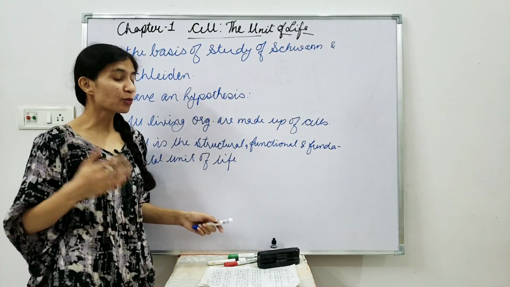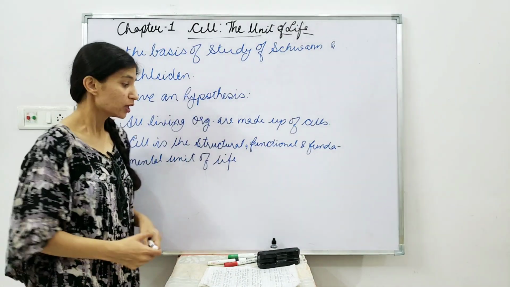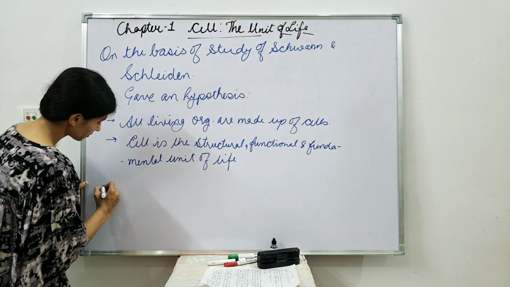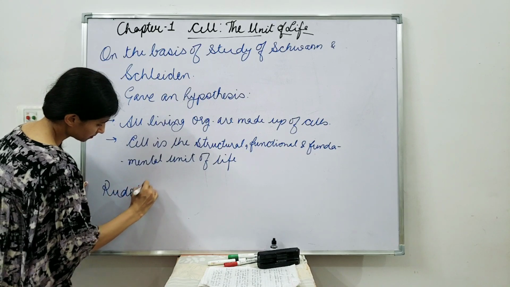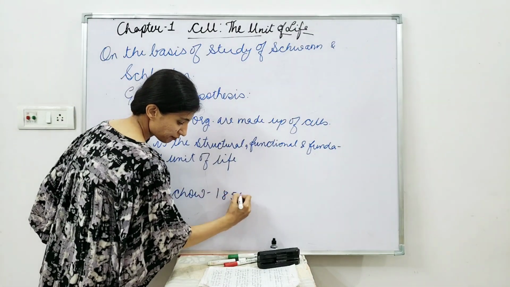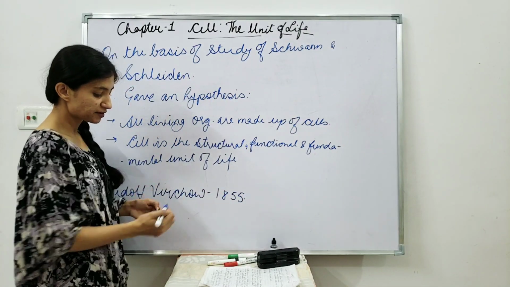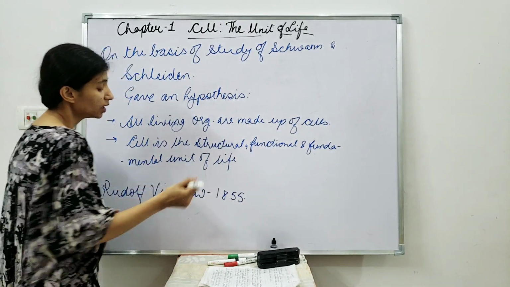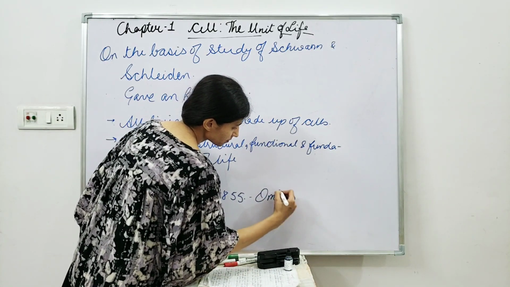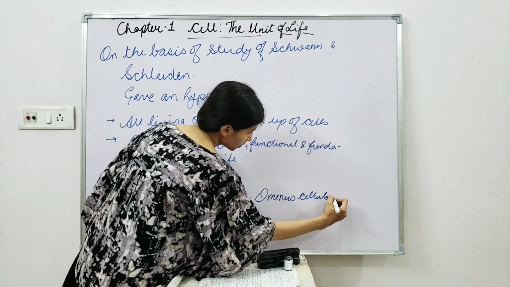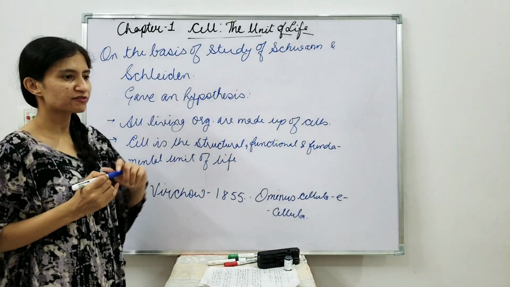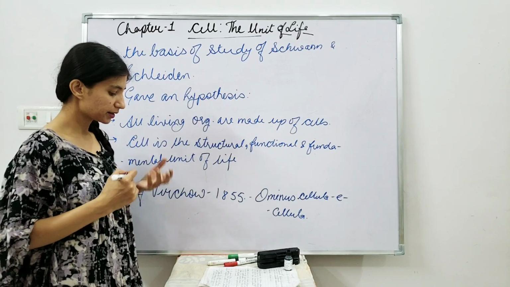The question is: from where does a cell arise? Where do cells come from? Okay, so this question was answered by another scientist, whose name was Rudolf Virchow, in the year 1855. Okay, so in the year 1855 another scientist came up and gave the idea of omnis cellula e cellula.